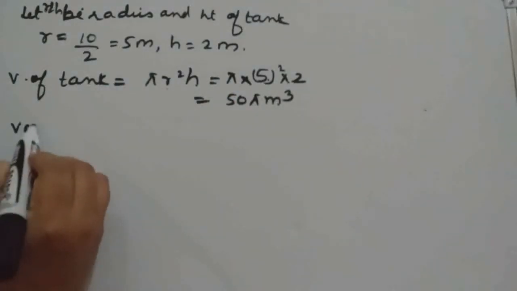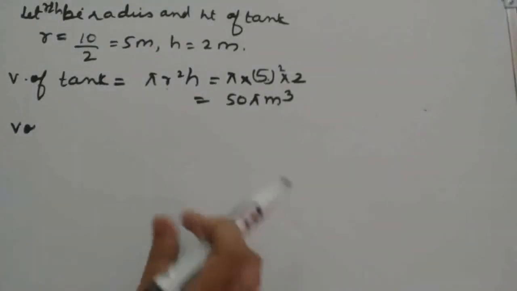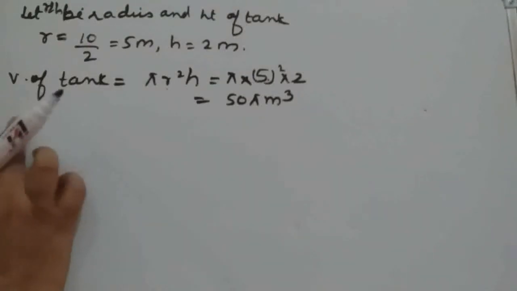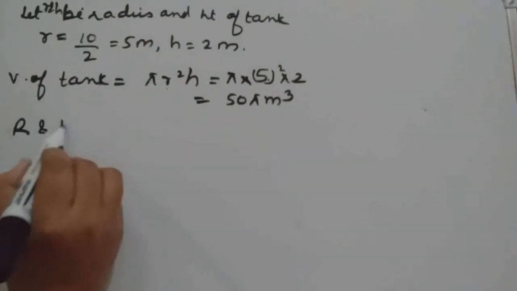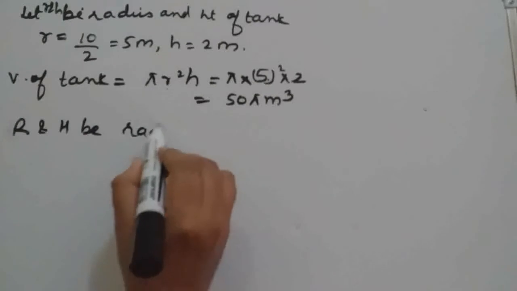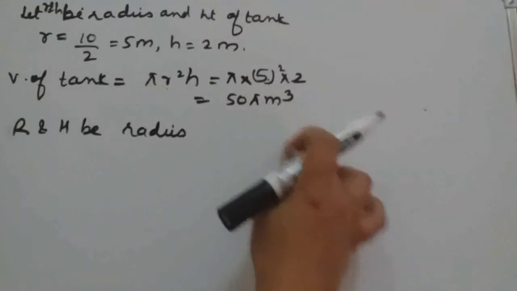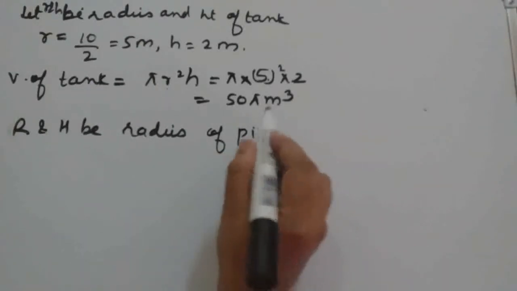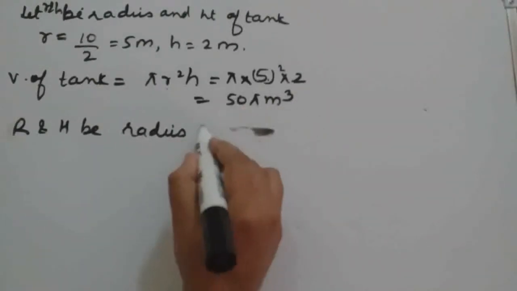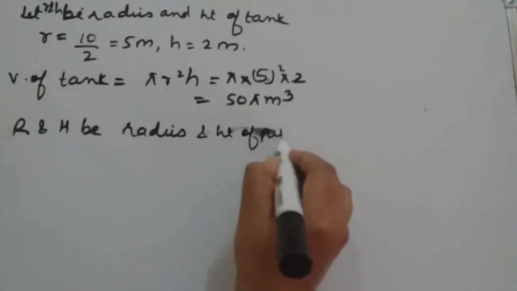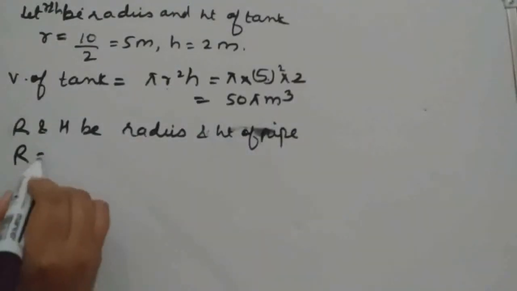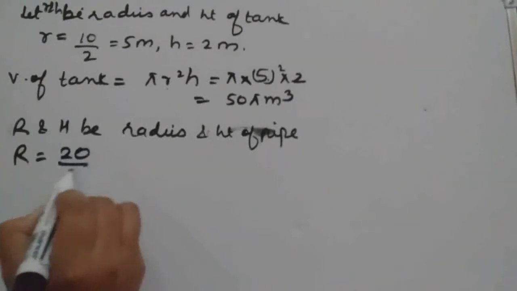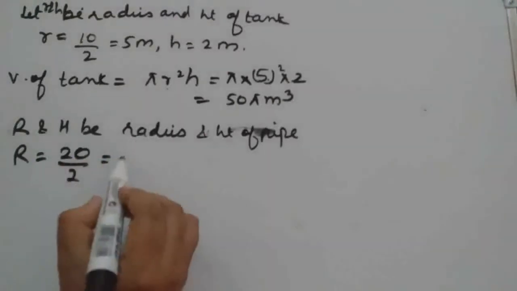Now volume of pipe means how much water can flow through the pipe. For that, let r and h be the radius and height of the pipe. See, the pipe is also cylindrical in shape, isn't it? So r is given 20 centimeter, divide by 2 because it is diameter, so 10 centimeter.